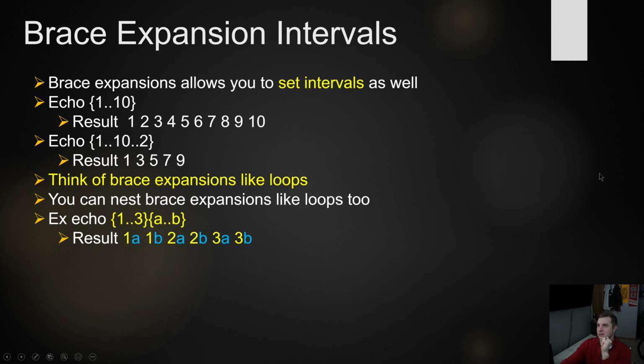So think of braces like loops. Okay, it should be obvious at this point. If you want to nest braces here, this is how you would do it. So you can have 1 through 3, like this, and then you can have A to B. So you'd have 1A, 1B, 2A, 2B, and then 3A, 3B. Okay, hopefully that made sense. Again, these tools are there for when you really need it, and it's going to jump out at you when you really need it. I haven't used it a whole lot, but there's been a couple of times where I really needed it.